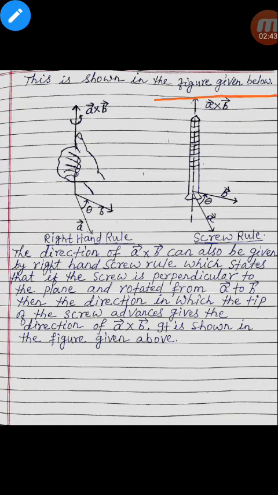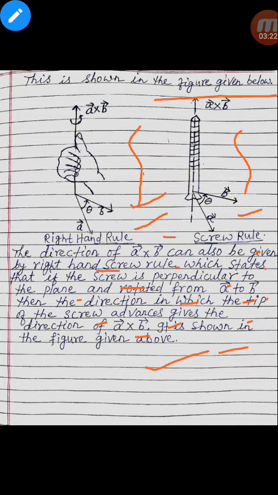This is shown in the figure given below. Here it is the right hand thumb rule, and this is the screw rule. The direction of A cross B can also be given by the right hand screw rule, which states that if the screw is perpendicular to the plane and rotated from A vector to B vector, then the direction in which the tip of the screw advances gives the direction of vector A cross vector B. It is shown in the figure given above.